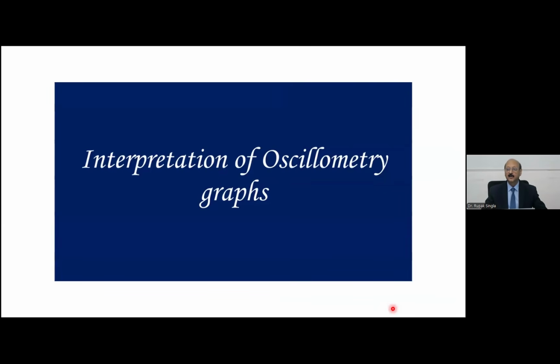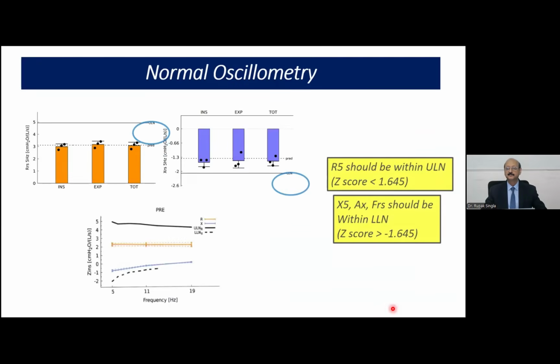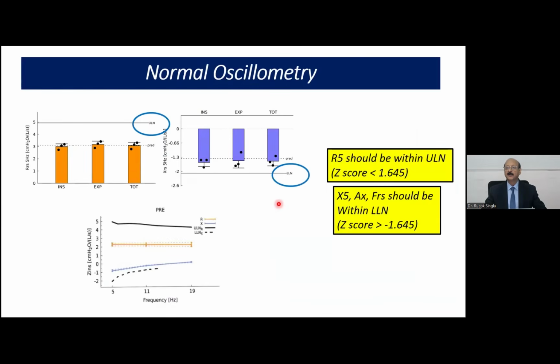So coming to the interpretation of the oscillometry graph, you will see how simple it is. This is the typical output of the oscillometry procedure. Here you find this is the predicted value and this is the upper limit of normal. So if you find resistance is below this upper limit of normal, that means it is normal. If it is more, then it is increased. Reactance is usually negative. So this is the lower limit of normal and this is the predicted value. If the reactance is lower than this, then we say the reactance is more negative, or it is increased. So here the Z-score will be plus 1.645 and here the Z-score will be minus 1.645. Anything below this will be abnormal.